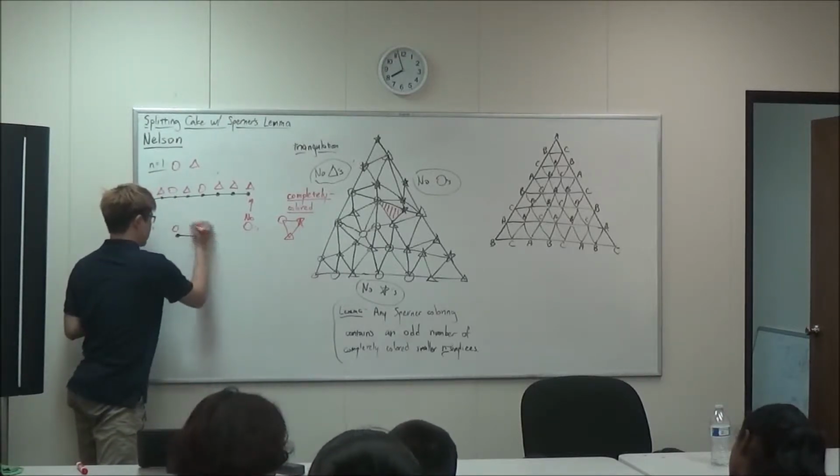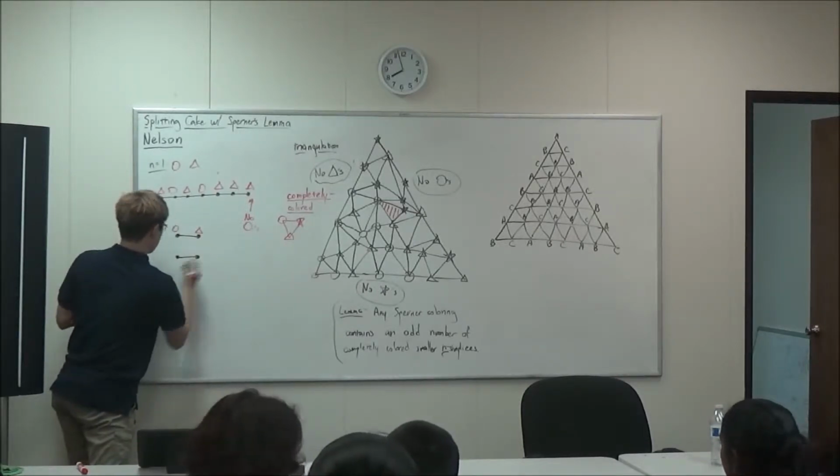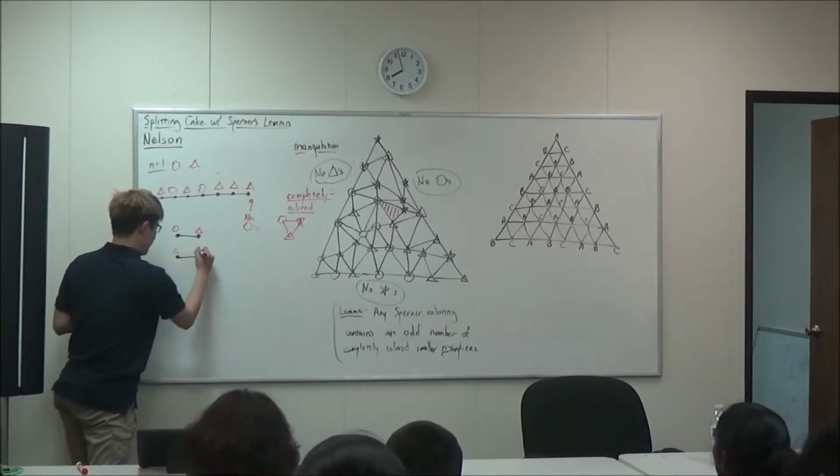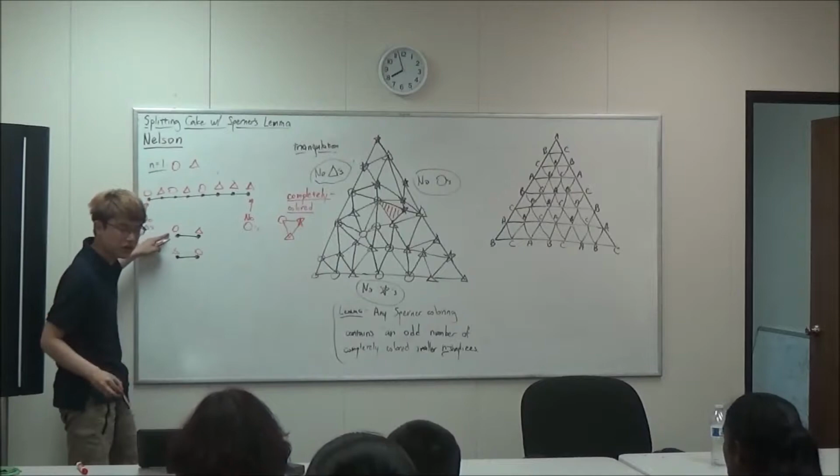Yeah, it has to have a circle and a triangle, right? But it could be in this order, or it could be in the other order, right? It could be a triangle and a circle. Okay. How many of these are there?